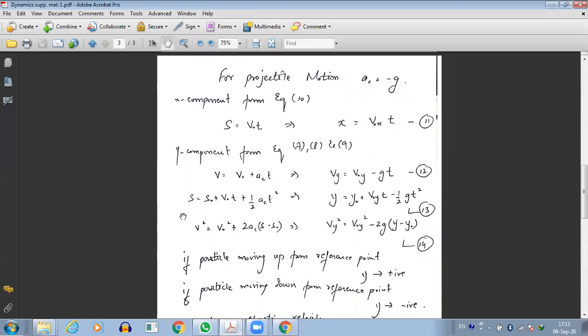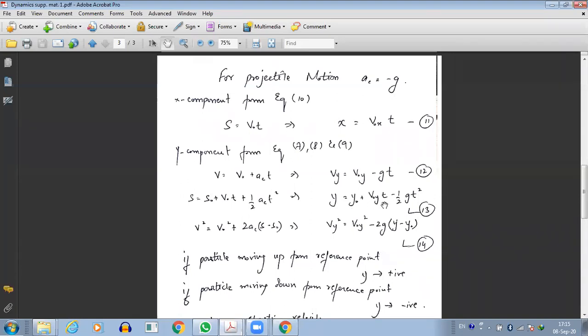Let's see equation number 8. It was s equals s naught plus v naught t plus half a_c t square. For projectile motion, it will become y, because s is the distance. So y equals y naught, the initial distance. Normally we can put y naught as 0. That's the initial position.